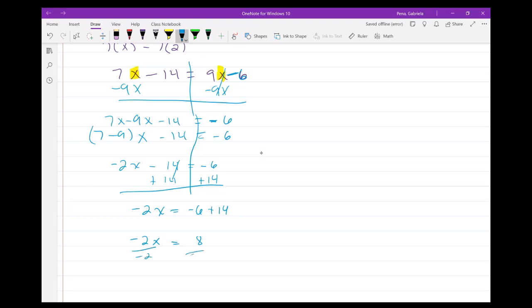We divide by a negative 2, and I get x is a negative 4. And you could check your work, and you'll see that you have the same answer. So we're just incorporating all the different sections, all the different properties that we have practiced in all the other problems.